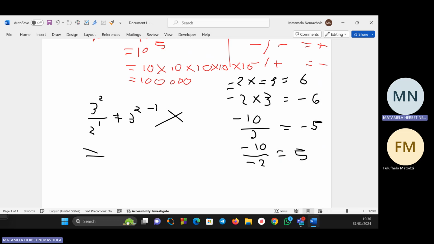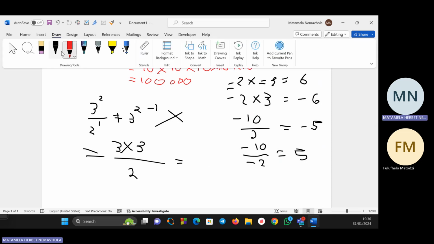But you can just solve it. You know that 3 to the power 2 is going to be 3 multiplied by 3. Then divide by 2 to the power 1, which is just the same as 2. So you can just write it like that. Then 3 times 3 is not 6, it is going to give us 9. Let's write 9 there.